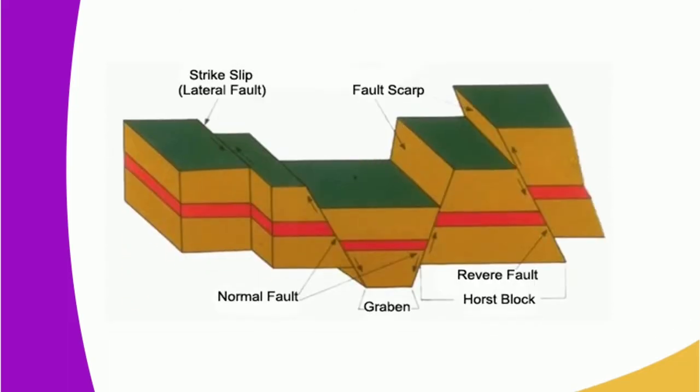Looking at another image, you can see the features resulting from faulting, and one is the fault scarp. Another thing you can see is the horst block, and this is the land that is either uplifted, or the land that is going to sink as a result of the compression forces.